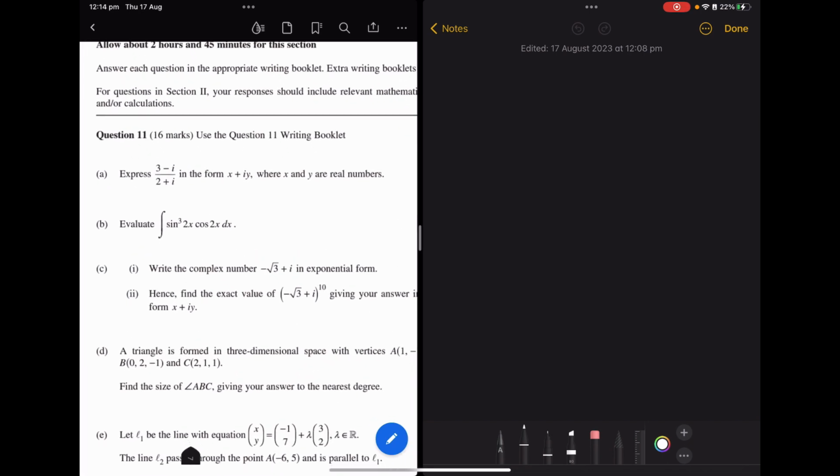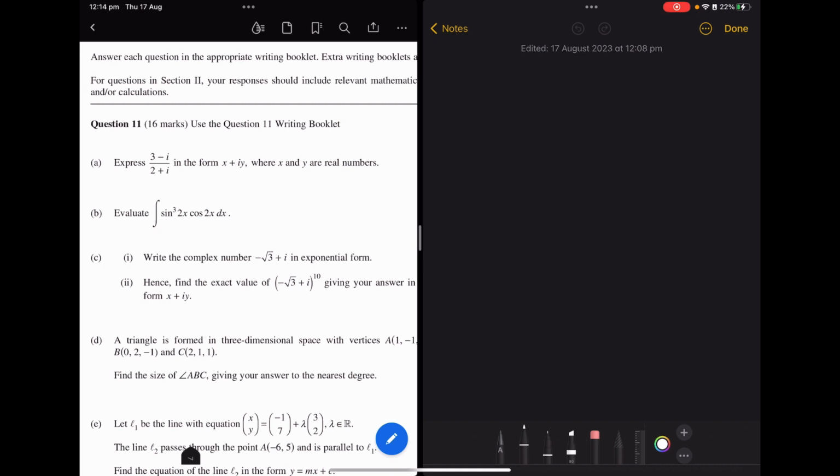Express 3 minus i over 2 plus i in the form x plus iy, where x and y are real numbers. So writing what we have down for part A, we have 3 minus i over 2 plus i. When we want to make these into a singular complex number, the main idea is to find the conjugate of the bottom. As you can see, it is 2 plus i, and then multiply by the conjugate on the top and bottom. So 2 plus i has a conjugate of 2 minus i.